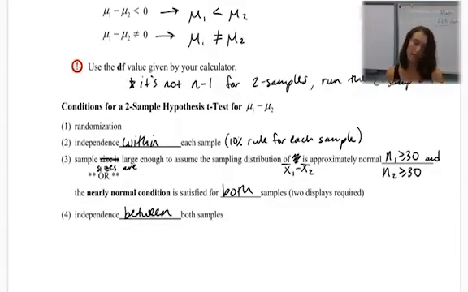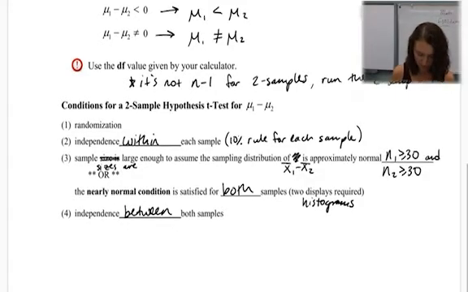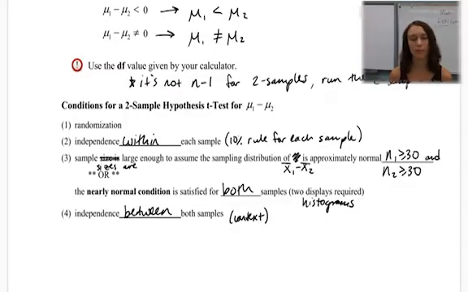So we can, again, figure out if our sample sizes are at least 30, or if they're not, we can show the nearly normal condition, which we've talked about previously, for both samples. So two displays, I usually use histograms, are required. We went over the nearly normal condition previously in a different lesson. And we need independence between both samples. I usually just rely on context for this one. Sometimes you can rely on randomization as well.